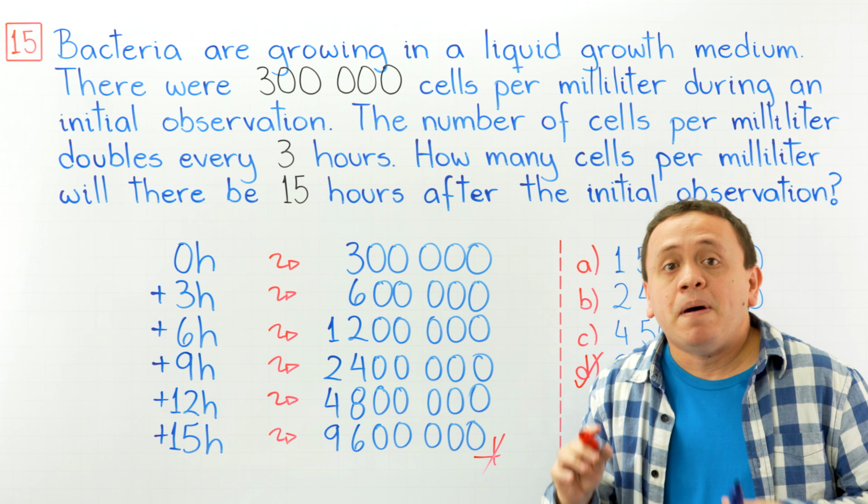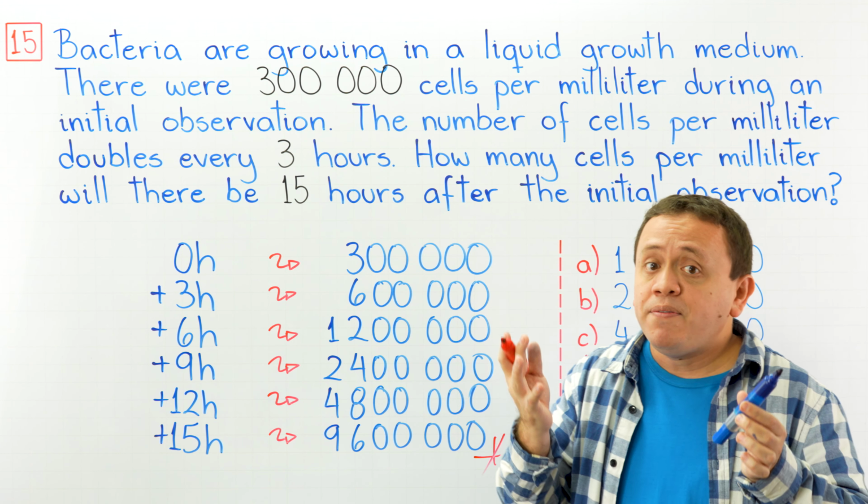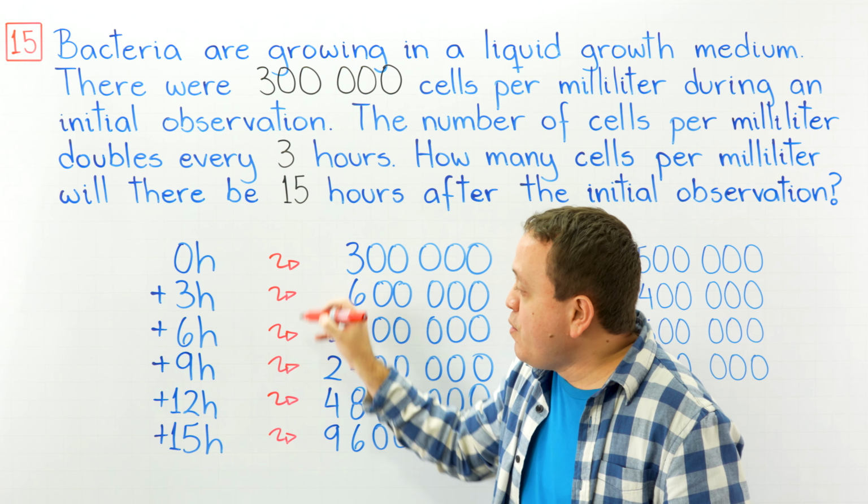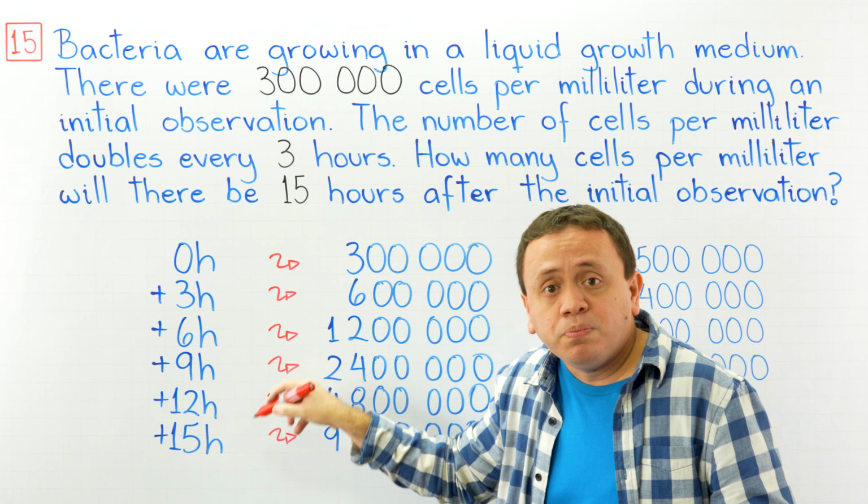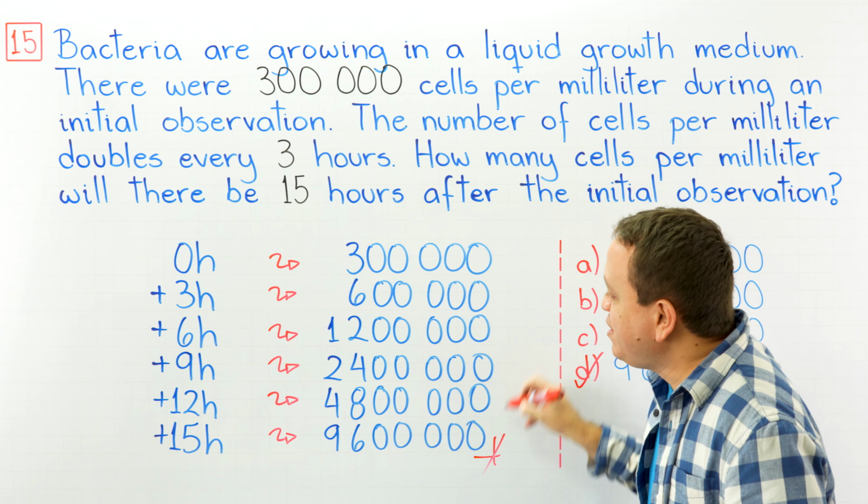That's all for today, but don't forget that you can also determine a function that relates the number of hours elapsed after the initial observation and the number of cells per milliliter.